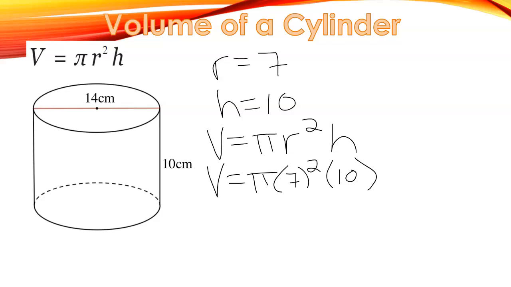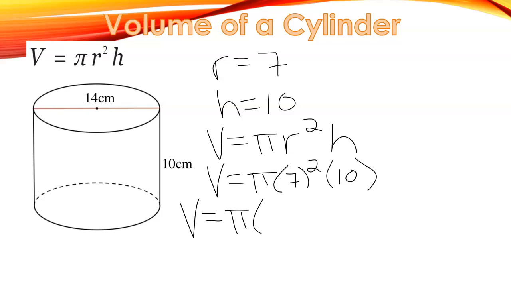So here we're just going to do what we can. I'm going to leave it in terms of pi because sometimes the question wants you to leave it in terms of pi. If it doesn't want it in terms of pi, you would just multiply by pi or by 3.14. Right now we're just going to go through and simplify this.